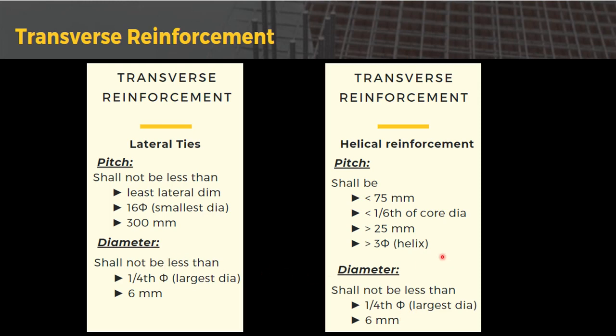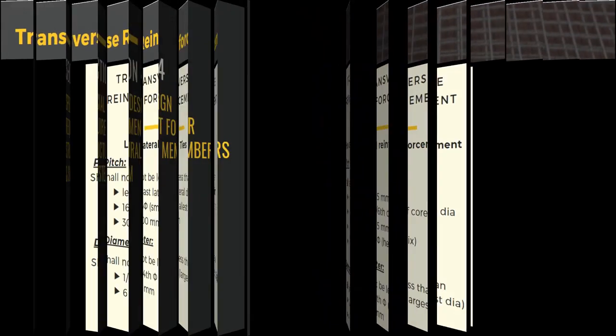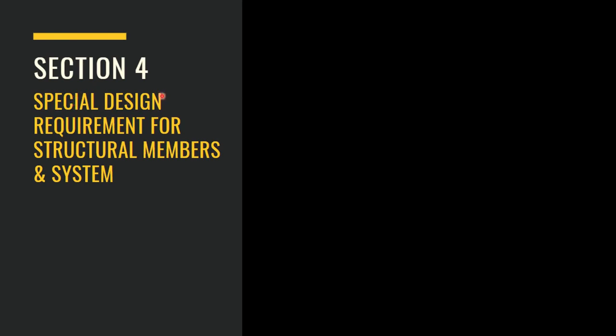So this is all about the transverse reinforcement, and we are at the end of section 3, which is nothing but the general design considerations for various members such as beams, slabs, columns, etc. We have seen every codal provision which is important for us, such as requirements governing reinforcement detailing, anchorage length, development length, curtailment, positive moment reinforcement, etc. Now we shall move on to section 4 of IS. Section 4 describes the special design requirement for structural members and systems.